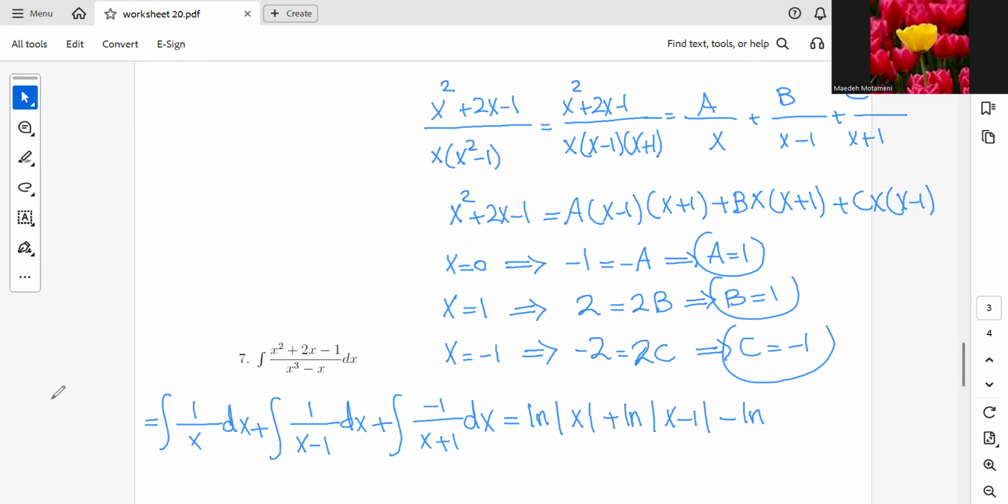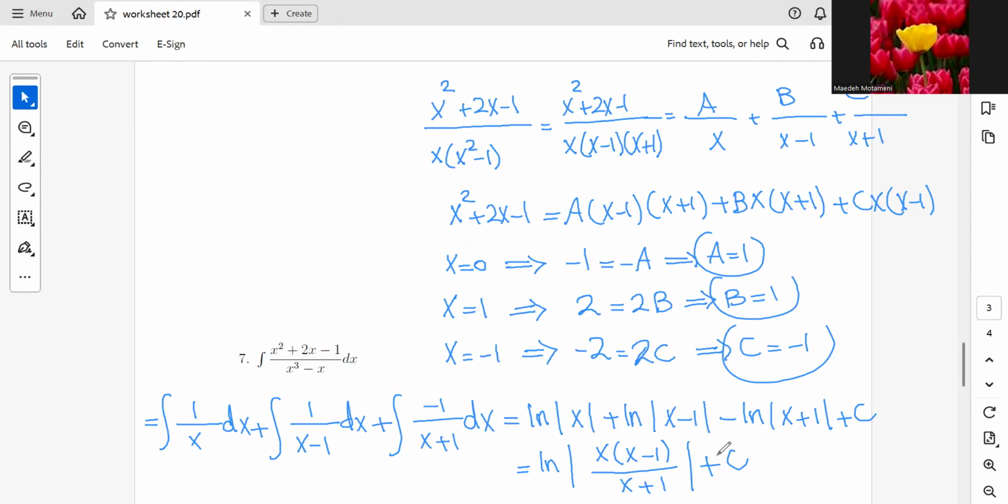And we know that the integral of 1 over x plus 1 with a negative here would be negative ln of absolute value of x plus 1 plus c. And you can use log laws. These are multiplied because they are added to each other, and this next one will be divided. So altogether, we have ln of x times x minus 1 over x plus 1 plus c.